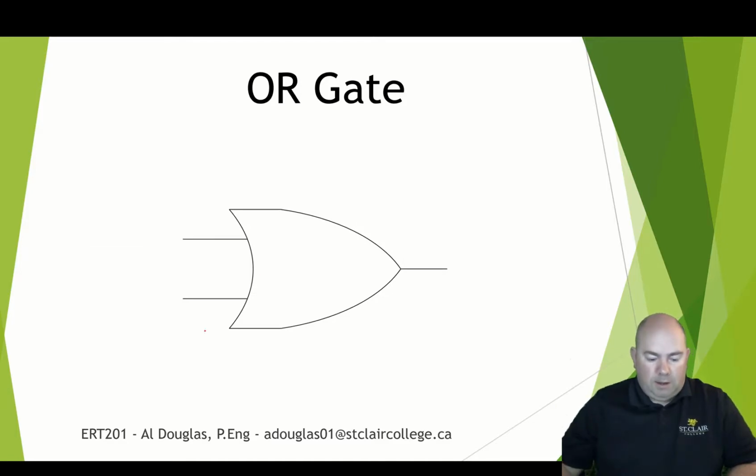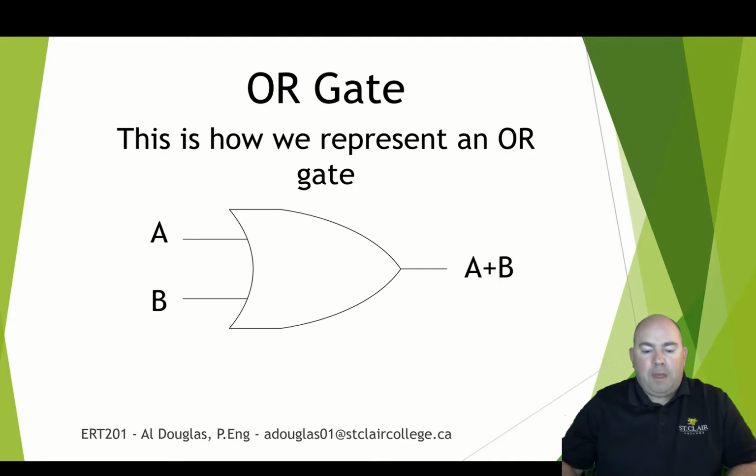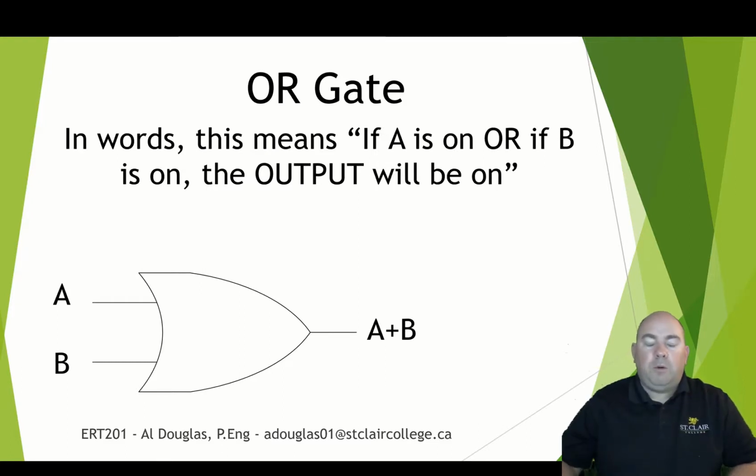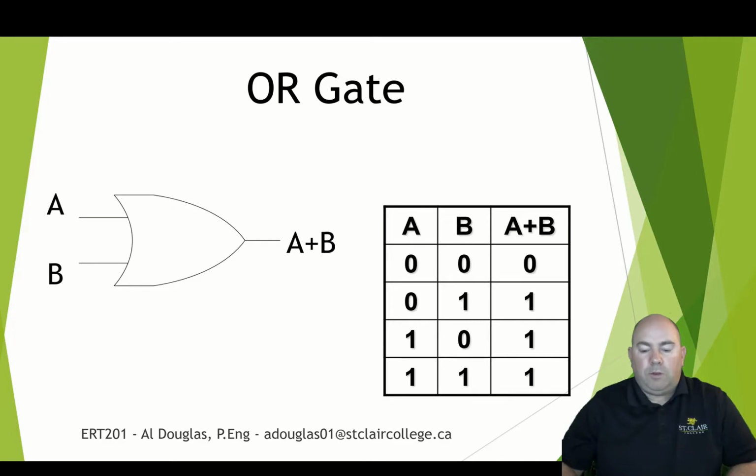The OR gate works pretty similar. This is how we represent the OR gate. So when we draw that, basically curved on the back like this. 1 output, 2 inputs. And the way that we talk about this with words, we would say if A is on or if B is on, the output will be on. So as you can guess for the truth table for this, if you have a 1 in either A or B, you're going to get a 1 as a result.